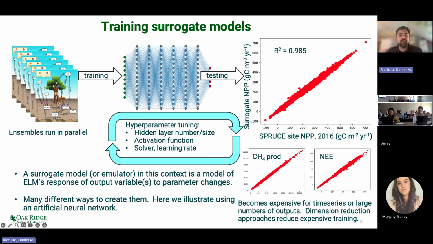This becomes quite expensive, though, when we have lots of output variables. Here it's just NPP for 1 year, but we might be interested in a daily time series over many years, or a gridded simulation where we have lots of grid cells that we want to predict, or both space and time. So the number of outputs can quickly jump into the thousands or even millions. That's where we start to bring in dimension reduction approaches to train a surrogate in a reduced dimensional space, rather than having to do these training exercises millions of times.